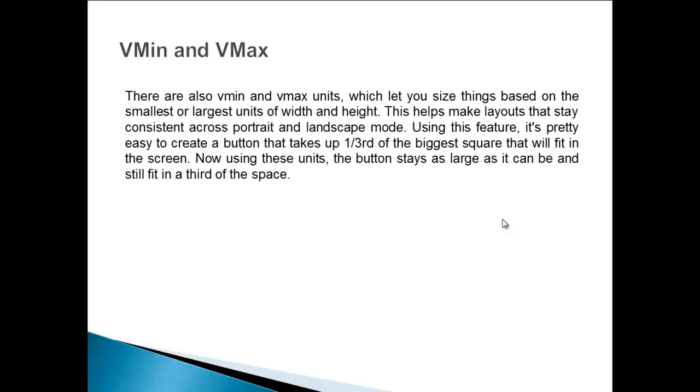There are also Vmin and Vmax units which let you size things based on the smallest or largest units of width and height. This helps make layouts that stay consistent across portrait and landscape mode. Using this feature, it's pretty easy to create a button that takes up one third of the biggest square that will fit in the screen. Now using these units, the button stays as large as it can be and still fit in a third of the space.